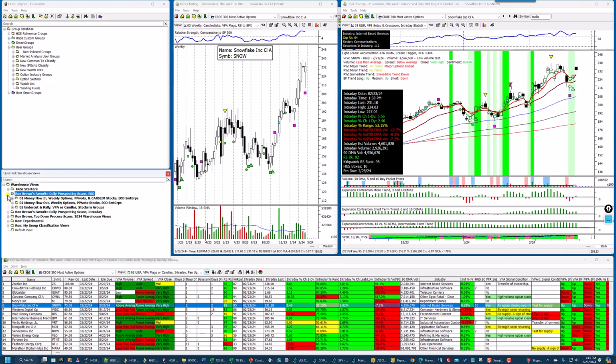And I would say that the Undercut and Rally are some of my favorites because they look for lower risk trades. They look for pullbacks. When you have an up fan, it means they're pulling back with strength.